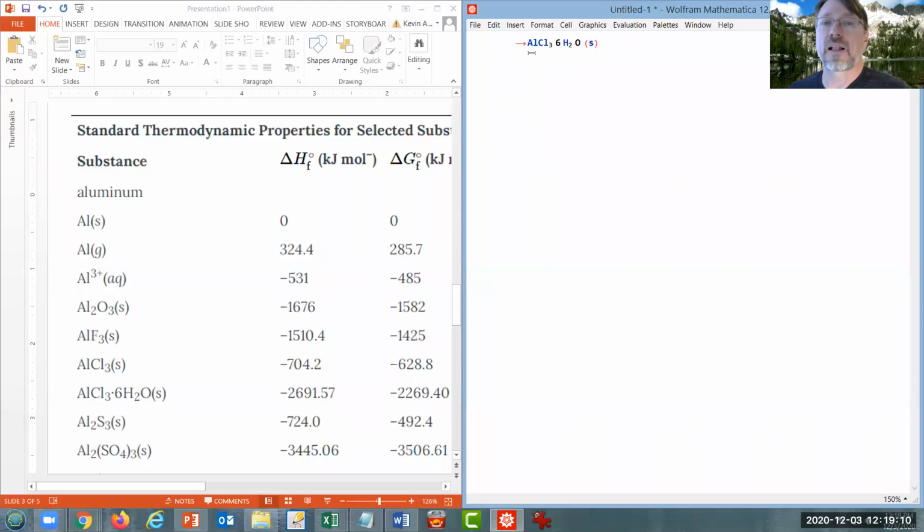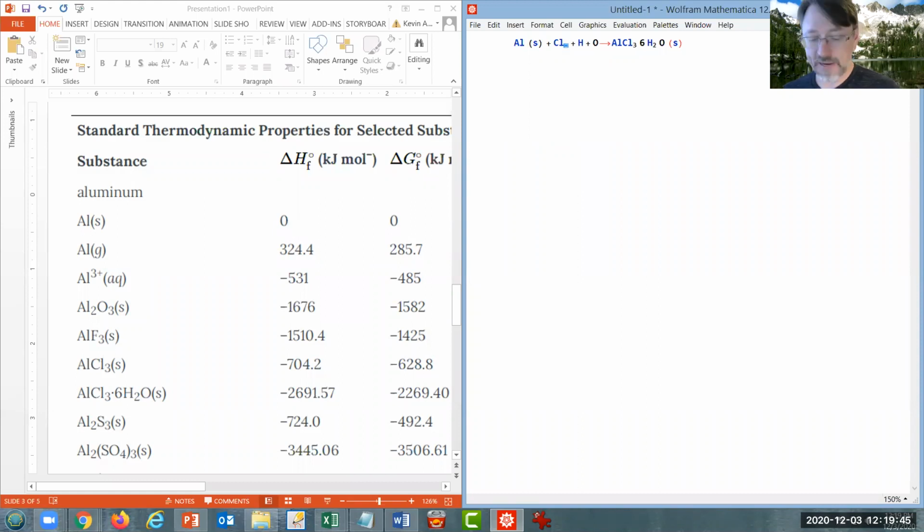What you do is you simply go through and look at each of the elements. We have some aluminum, some chlorine, some hydrogen, and some oxygen. Now we should go back and identify the standard state, at 1 atmosphere or 1 bar pressure and 25 degrees C, of each of these elements. Aluminum, we know, is a solid.